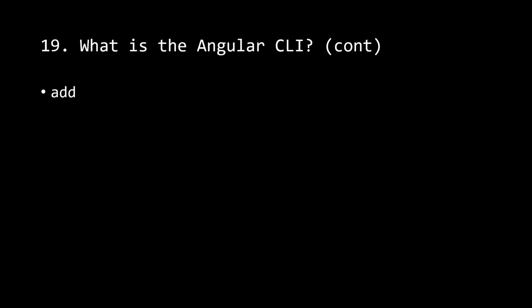Add is a bit confusing. You might expect it to be the one that you call for generating those skeleton objects, but no. Add actually adds a dependency to an external library to your project. Build compiles your Angular application into an output directory. Deploy calls the deploy builder for the default project in your workspace. Generate is what you use to create components and services and modules.